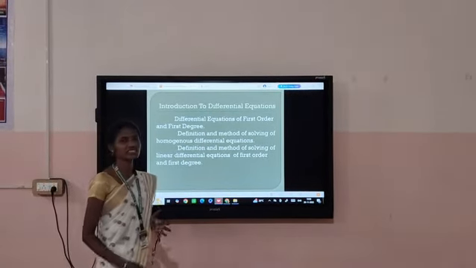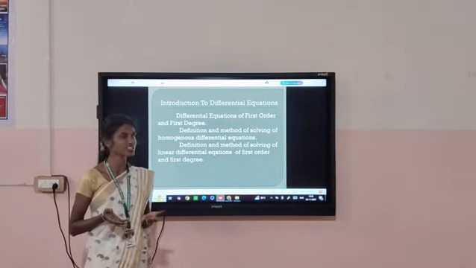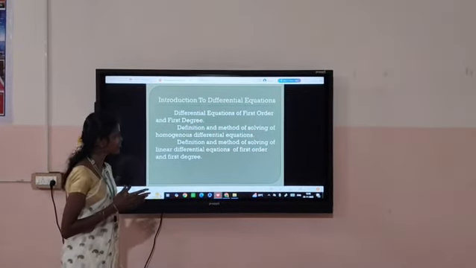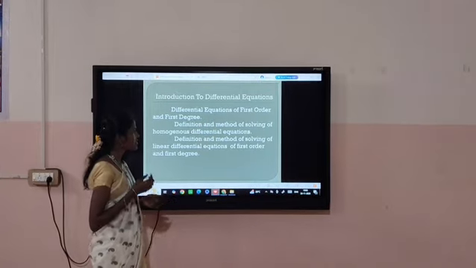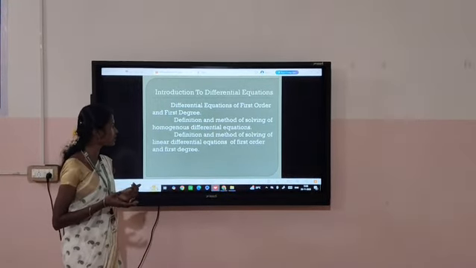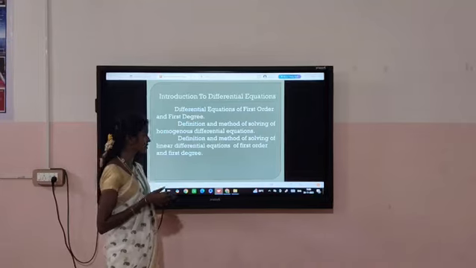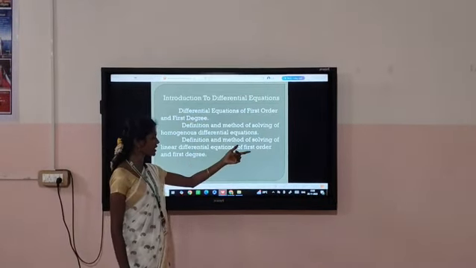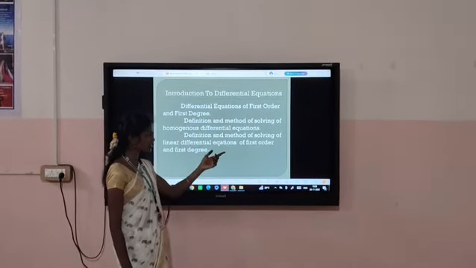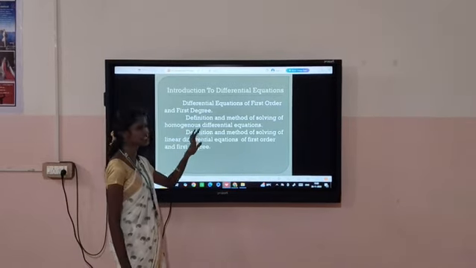Okay, today we will see differential equations and Laplace transforms. Introduction to differential equation. Okay, what is differential equation? Differential equation of first order and first degree. Definition and method of solving of homogeneous differential equations. Definition and method of solving of linear differential equations of first order and first degree.